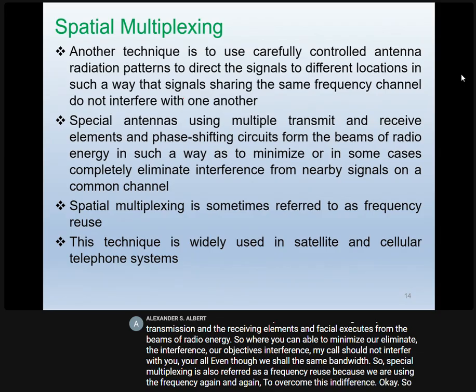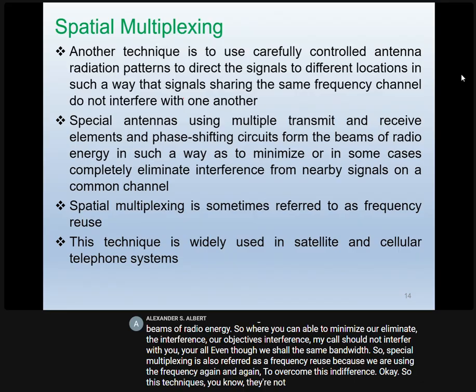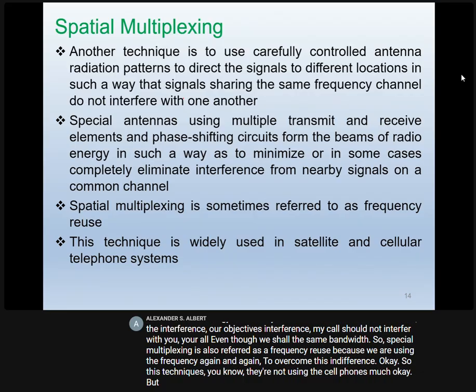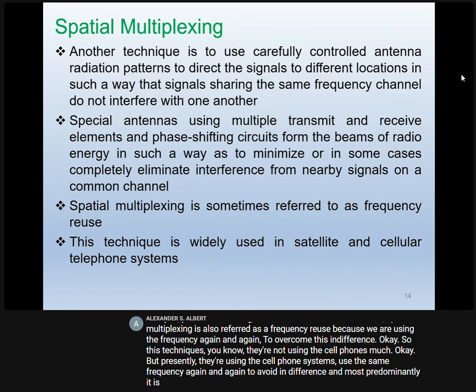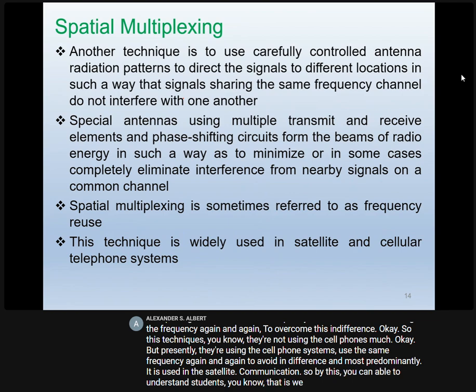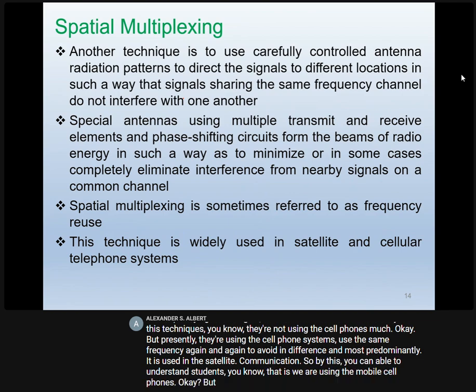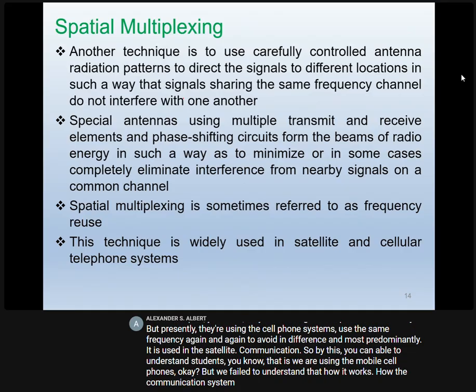These techniques were not used in cell phones much, but presently they are used in cell phone systems, using the same frequency again and again to avoid interference, and most predominantly it is used in satellite communication. So by this, students, you are able to understand that we are using mobile cell phones, but we fail to understand how they work, how the communication system takes place.